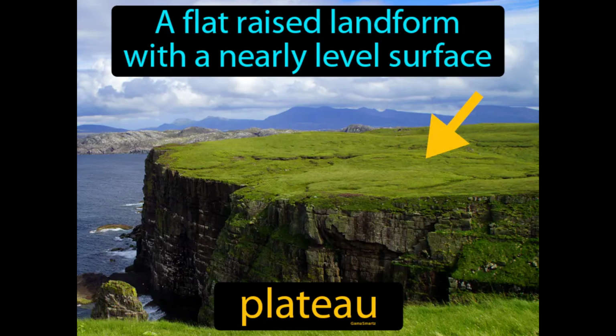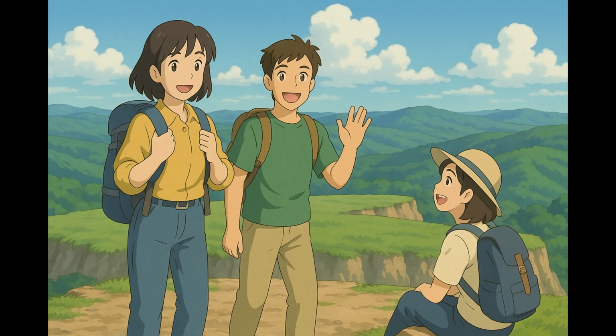A flat raised landform with a nearly level surface. Plateau. In science, a plateau is an elevated flat area where a process or activity remains steady and unchanged. Imagine you're trying to improve your fitness, and after weeks of effort, you suddenly stop seeing progress, despite continuing your workouts. This situation is much like a plateau in geography, where a flat, raised landform maintains a level surface despite being elevated above the surrounding area.